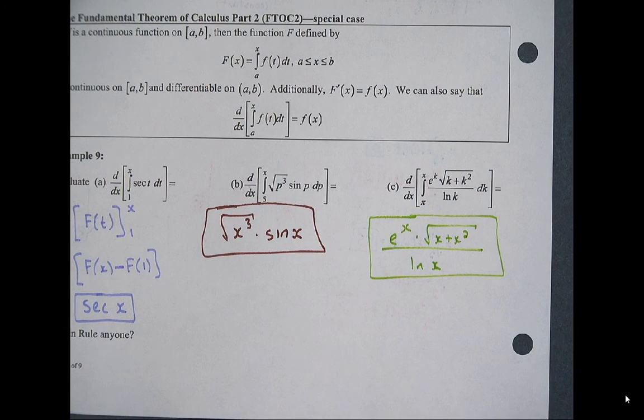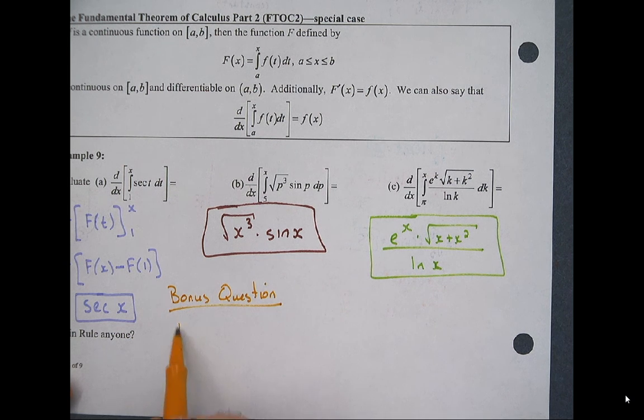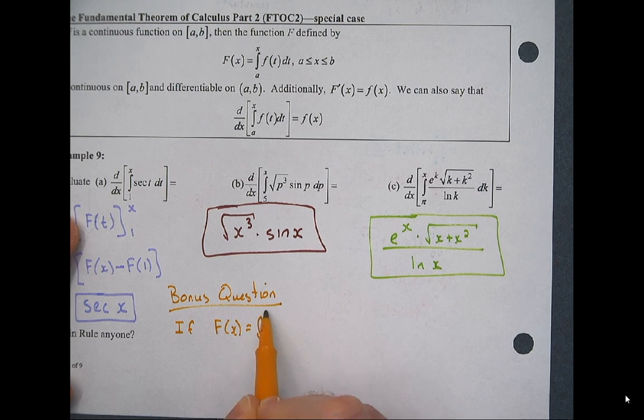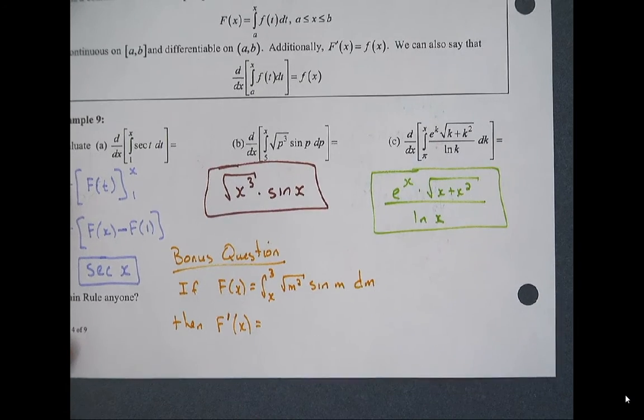All right, so let's just do one. I want to do one bonus question here. I want to point out something here. If big F of x equals the integral from x until 3 of the square root of m squared sine of m dm, then F prime of x equals what?